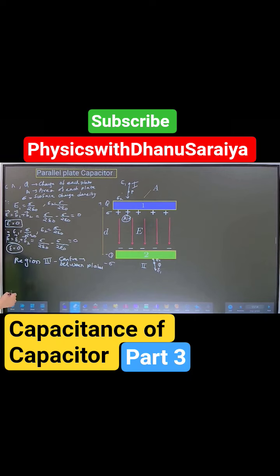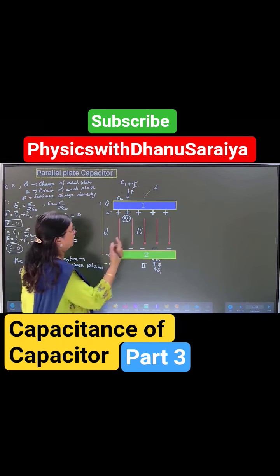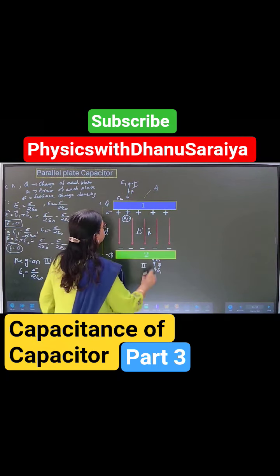Fine. Okay. So now what can we write for E1? E1 is equal to sigma upon 2 epsilon naught. E2 is also sigma upon 2 epsilon naught, that we already know, but we have to now find out the direction of E1 and E2 at a point, say R, between the plates.